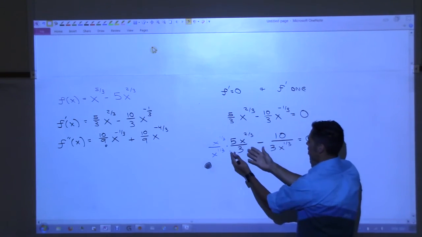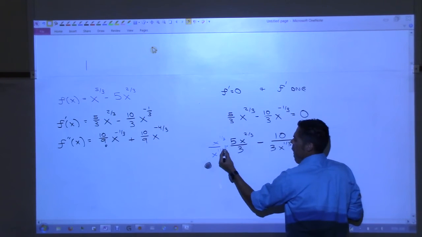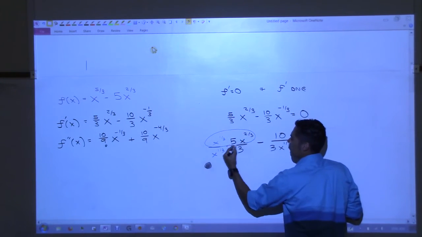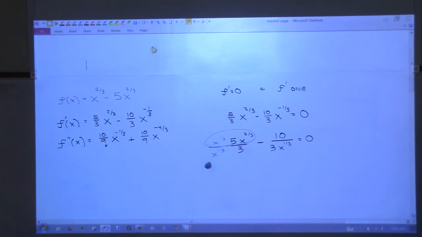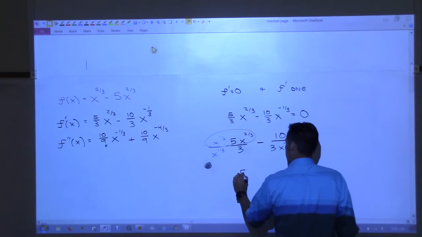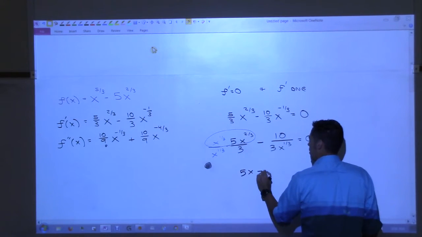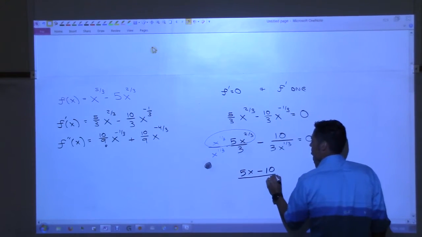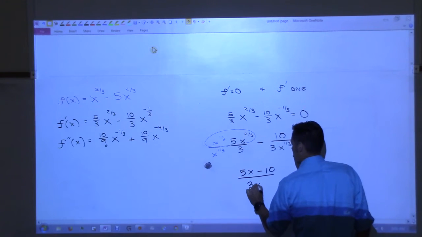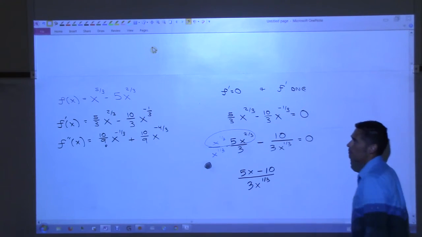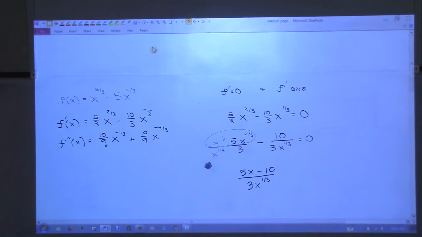All right, so I'm going to put these together. What happens when I multiply the numerators out here? What do you do with those x's? What do you do with their exponents? You add them, right? It's 1/3 plus 2/3, which is 1, right? So that's just 5x. Okay. So I have 5x minus 10 over the common denominator, which is 3x to the 1/3. With me? And that's equal to 0.